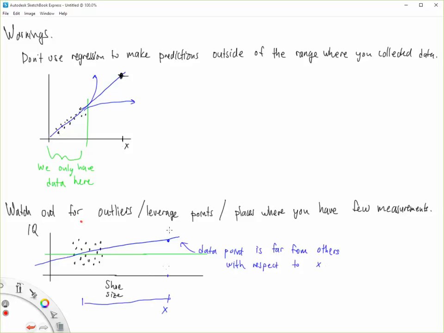Now, it's not necessarily bad to have leverage points, or values out here. But what you want is multiple measurements out here. If you're going to include somebody with abnormally large feet, you want to include other people with unusually large feet. Otherwise, that one individual will exert a lot of influence in the model. So you want to make sure you have multiple measurements out there.